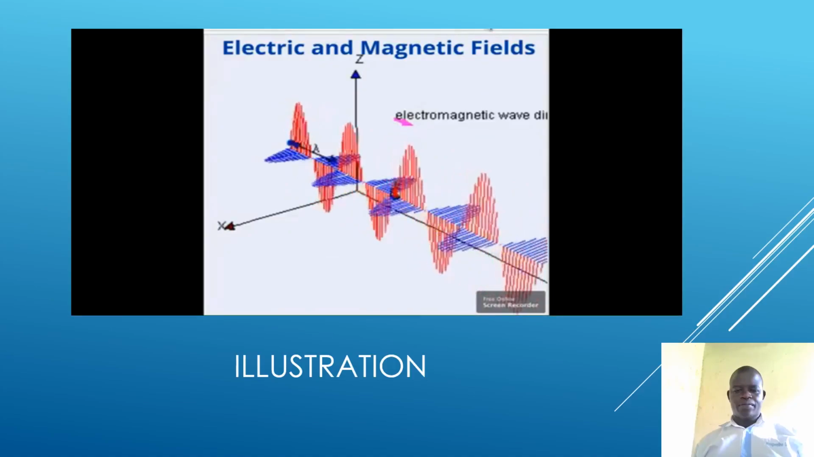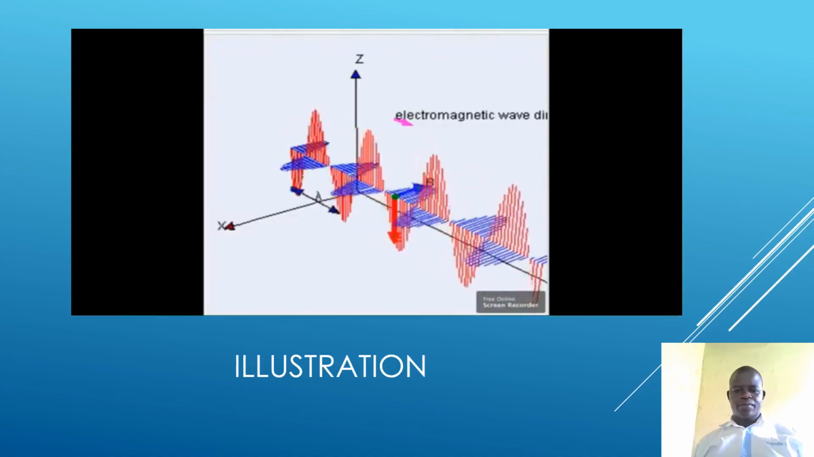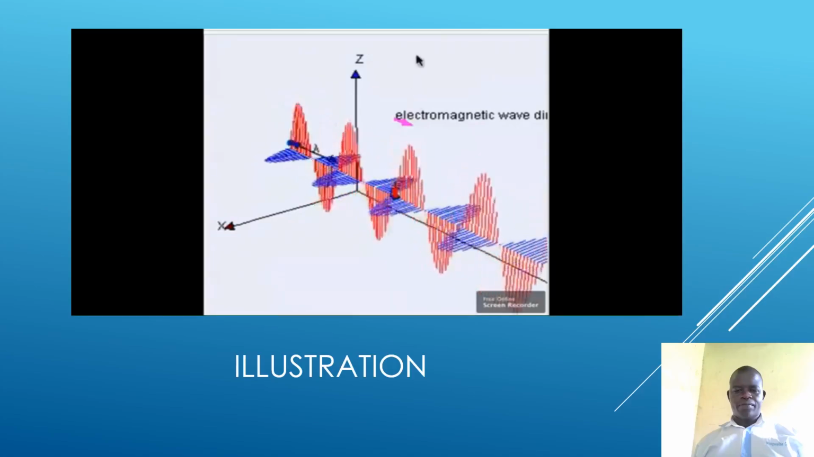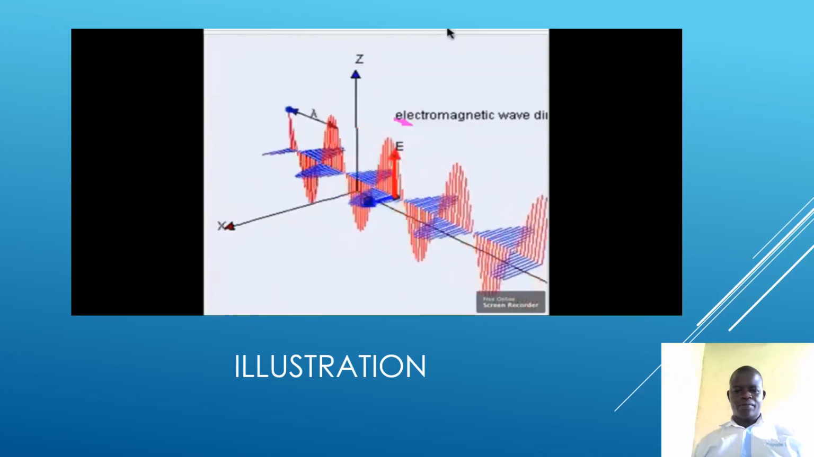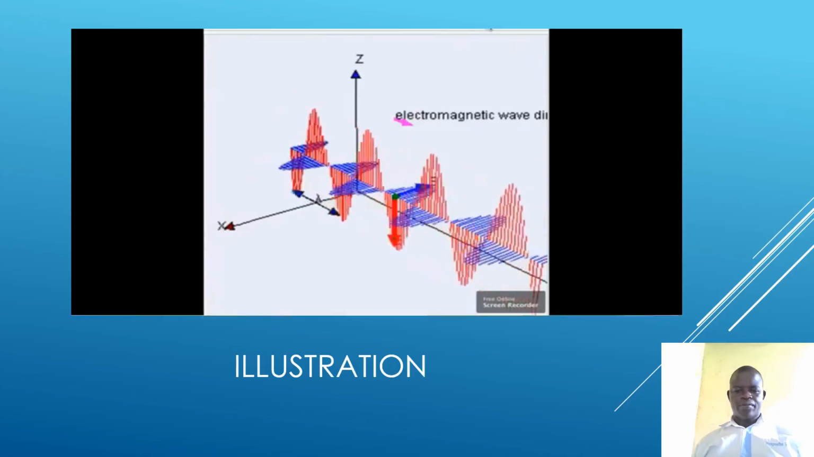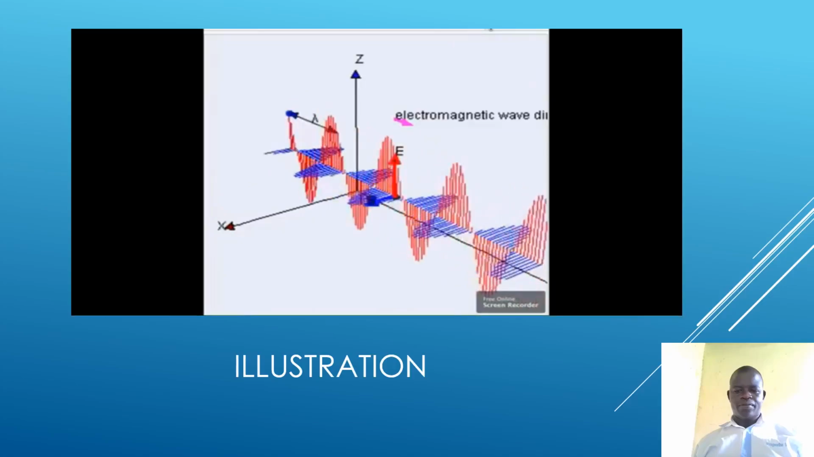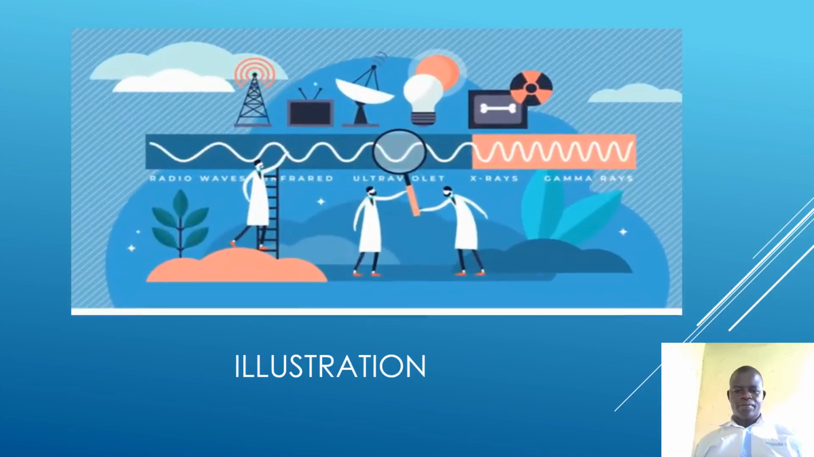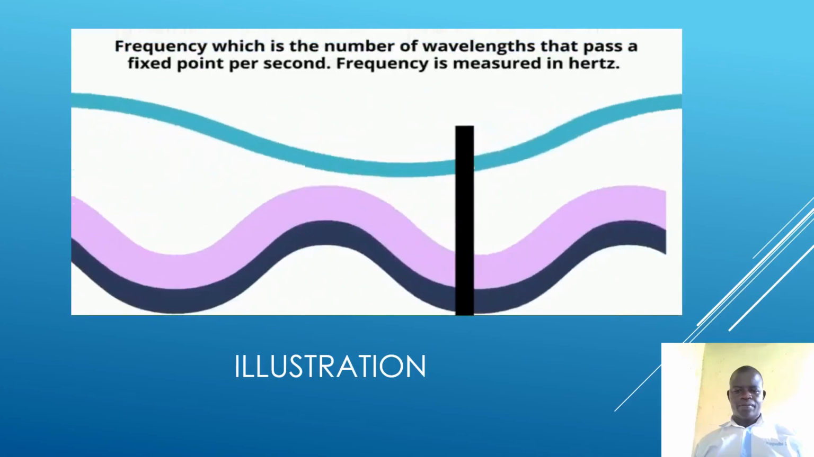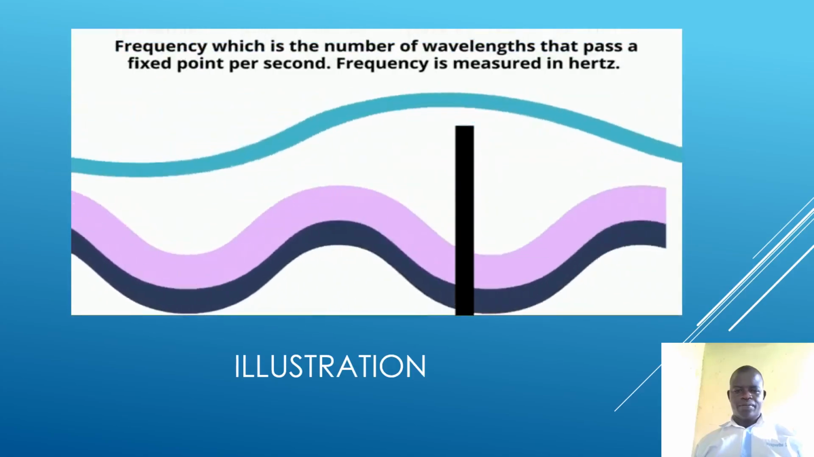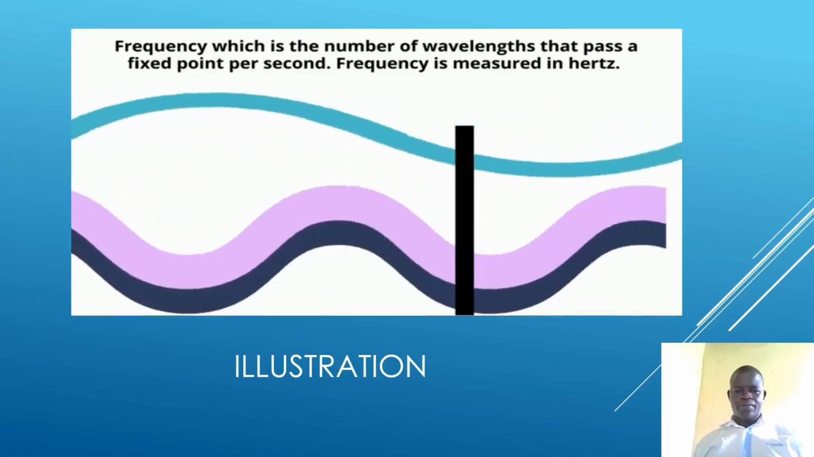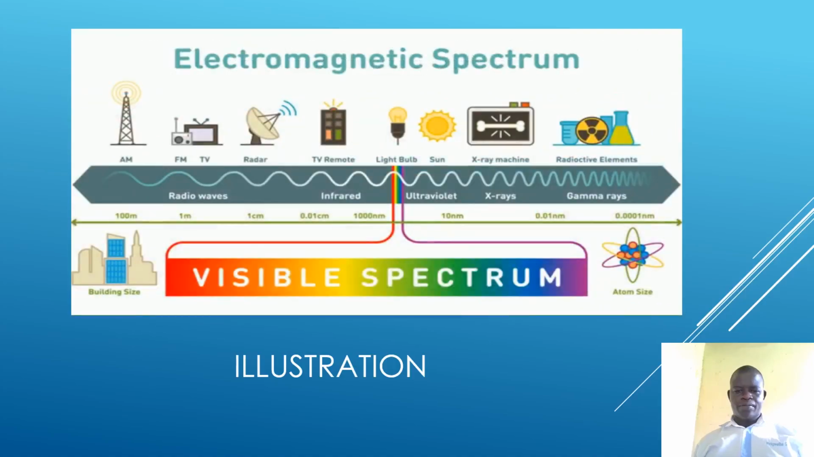The electric field and the magnetic field of an electromagnetic wave are perpendicular or right angles to each other, and they're also perpendicular to the direction or propagation of the wave. The electromagnetic spectrum is ordered by frequency, which is the number of wavelengths that pass a fixed point per second. Frequency is measured in hertz, and the spectrum has a very wide range from 300 kilohertz to an incredibly small 3 times 10 to the 21st power hertz.